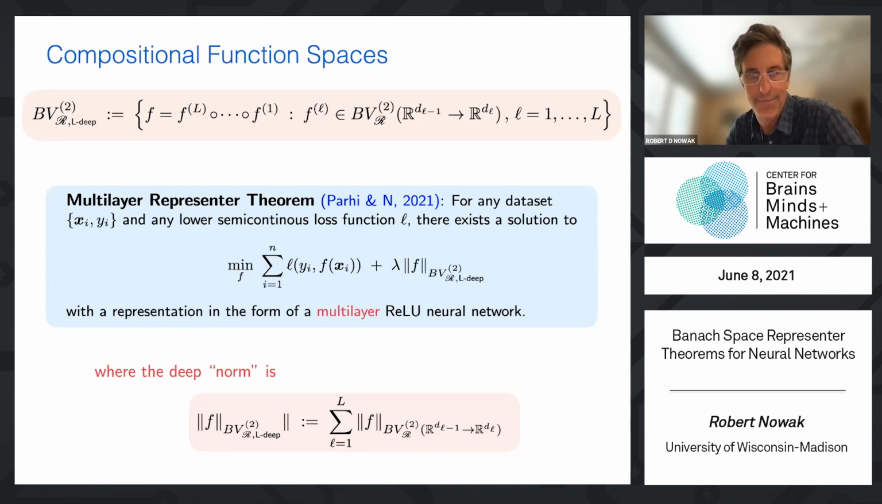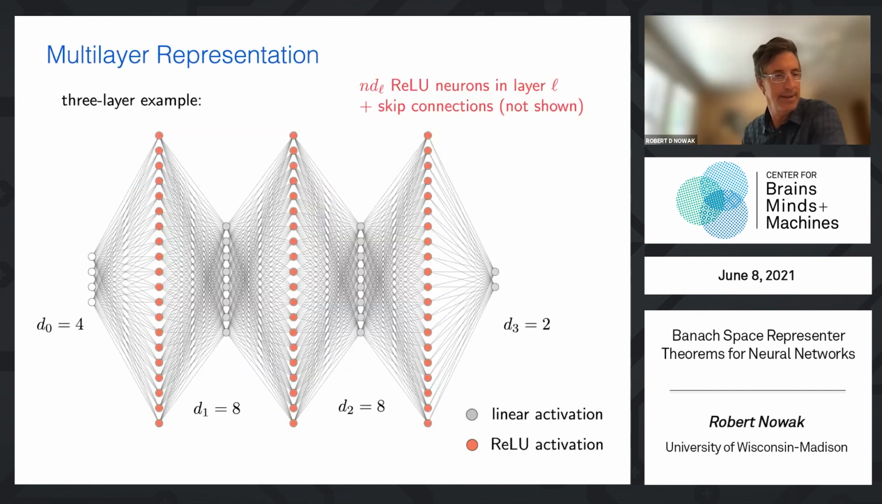With not a lot of work, you can show that the solution to regularized data fitting problems using that compositional kind of deep norm, if you will, is also a neural network, in this case, a multi-layered deep ReLU network. Let's see, I have just a couple of minutes. Let me just say a couple of things.